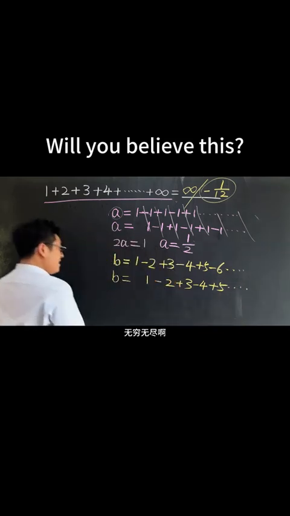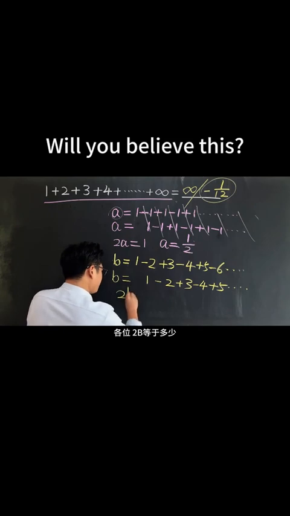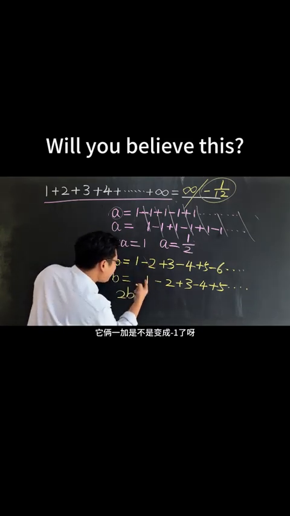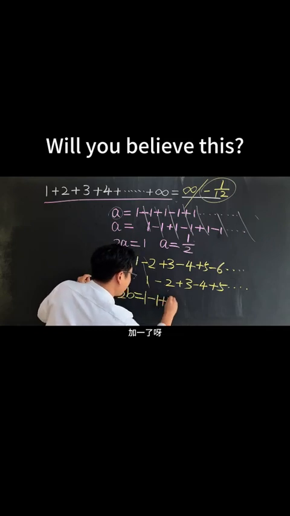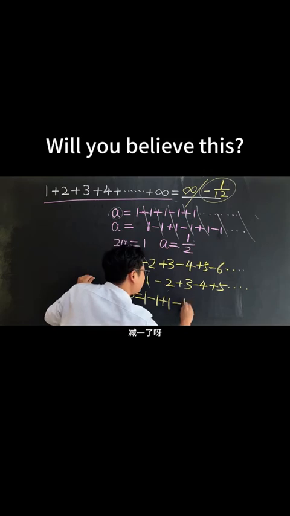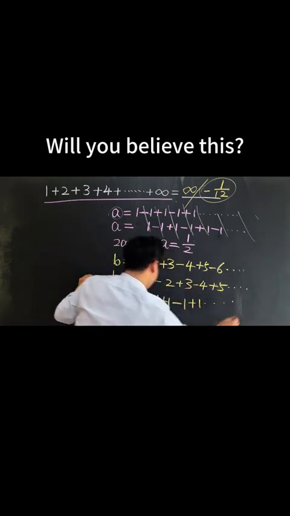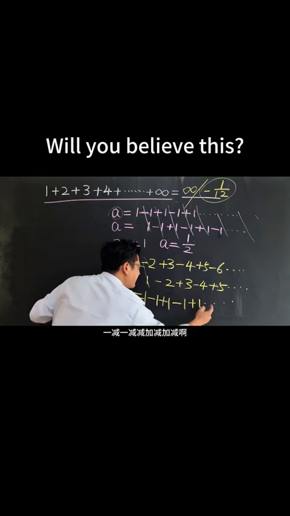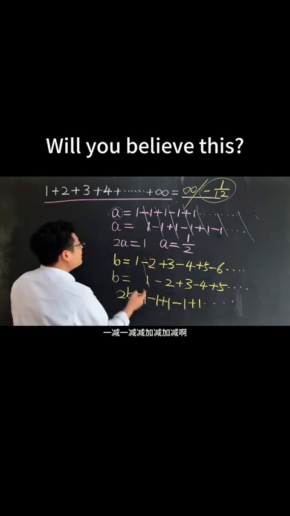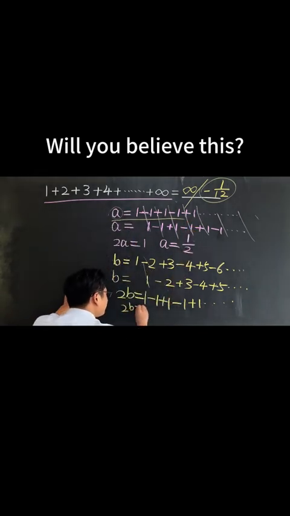So, if we add the row above and the row below, what does 2B equal? When you add the two together, the first pair becomes 1, then minus 1, then plus 1, then minus 1, and this goes on endlessly. So 2B equals 1 minus 1 plus 1 minus 1, alternating minus and plus, and so on. Isn't that just A? So 2B equals A, right?